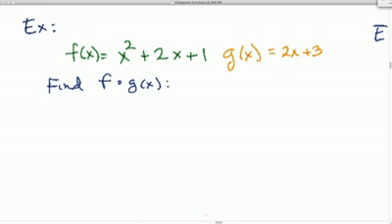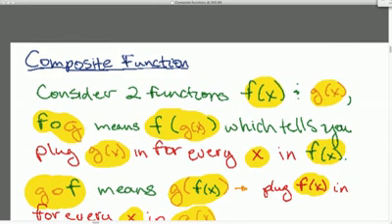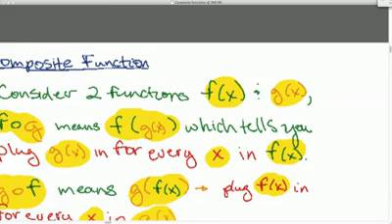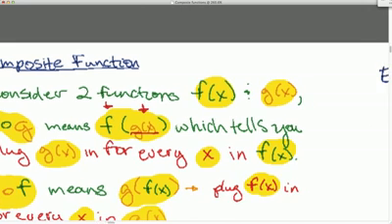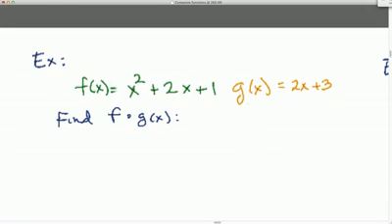So just a quick recap. FOG means f of g of x, which means take your g of x function and plug it in for every x you see in the f of x function. And the domain would be the domain of g of x and the final answer, the one you plug in. So these are both polynomials, so odds are you're going to get a domain of all real numbers for this one. So let's look at it in action.